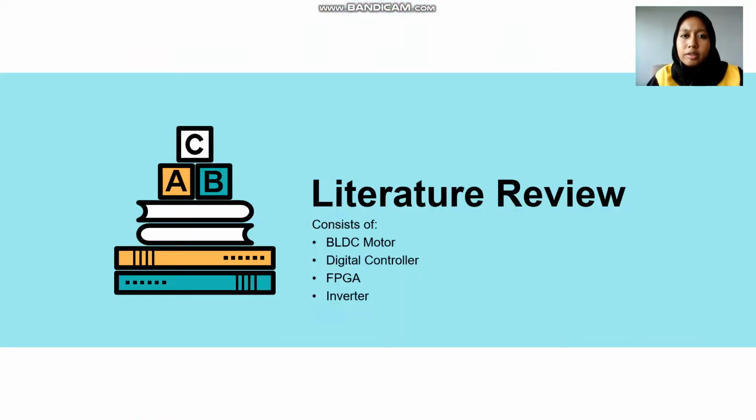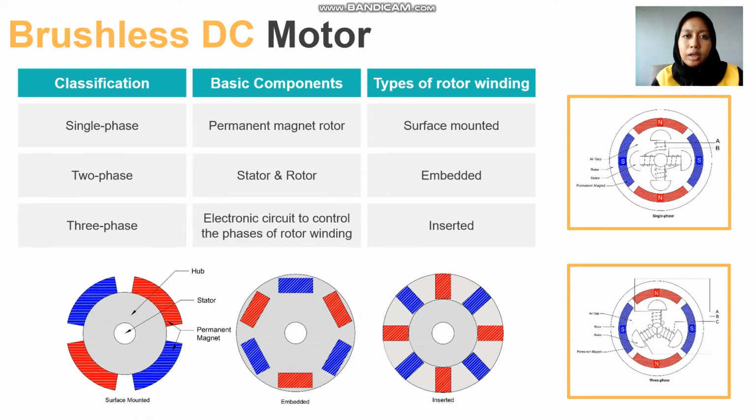Next, for literature review. Brushless DC motors are electronically commutated and commonly come in three different classifications, which are single-phase, two-phase, and three-phase. The common ones are single-phase and three-phase types of motor. The basic components of BLDC motor are permanent magnet rotor, which is this one, the north and south pole of the magnet, stator and rotor, and electronic circuit to control the phases of rotor winding. There are three types of rotor winding. The first one is surface mounted, this one, the embedded type, and the inserted type.